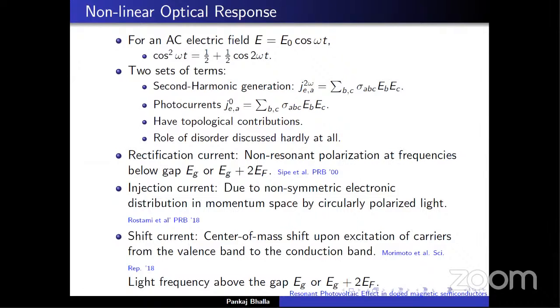Now, in the coming slides, whatever I'm going to explain, like the resonant photovoltaic effect, also comes into the category of the shift current, which generally occurs in above-the-gap scenarios. And the my current also comes into this shift current category, but it is different, and I will explain why that is different, which makes it more pronounced for topological materials. So with this classification, I will go ahead.